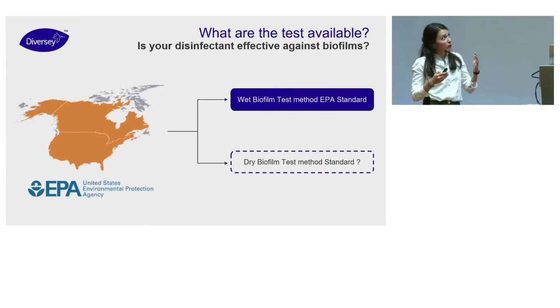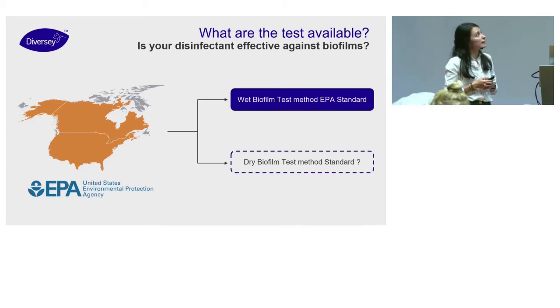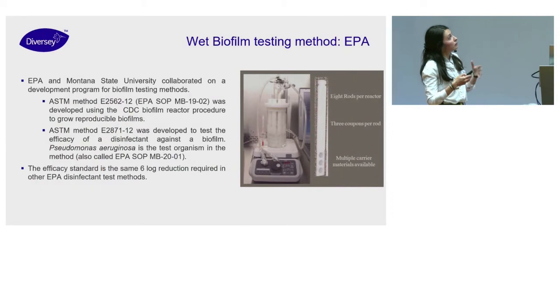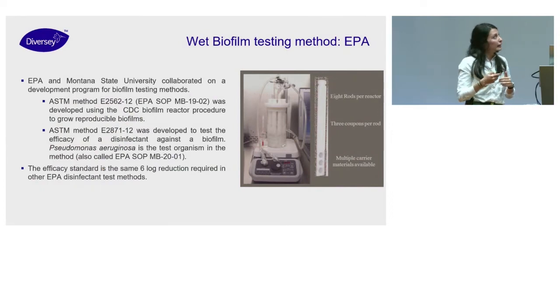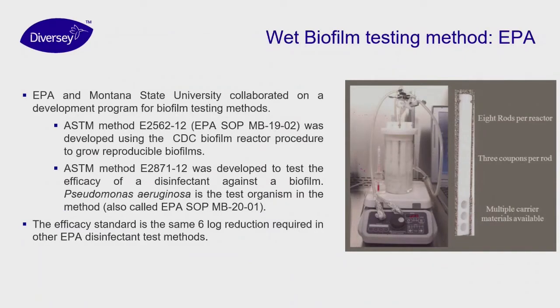So the question is, of course, is your disinfectant effective against biofilm? And so the wet biofilm testing method, I'm going to go quite quickly. It's divided into two SOPs. You have the numbers here. One is, of course, to grow the reproducible biofilm. And the other part is, of course, to test the disinfectant against the Pseudomonas aeruginosa biofilm. And the standard log reduction is of 6.